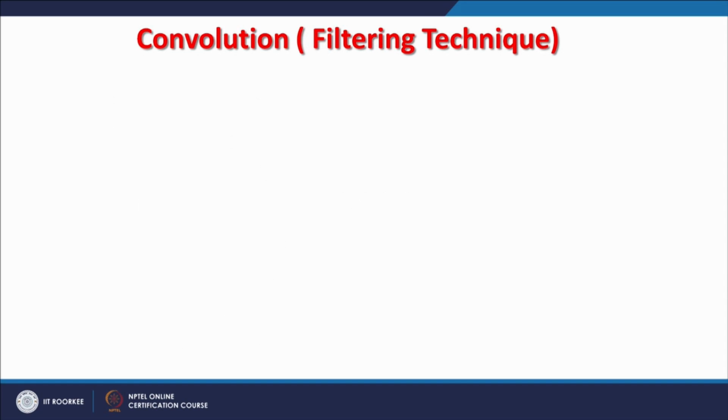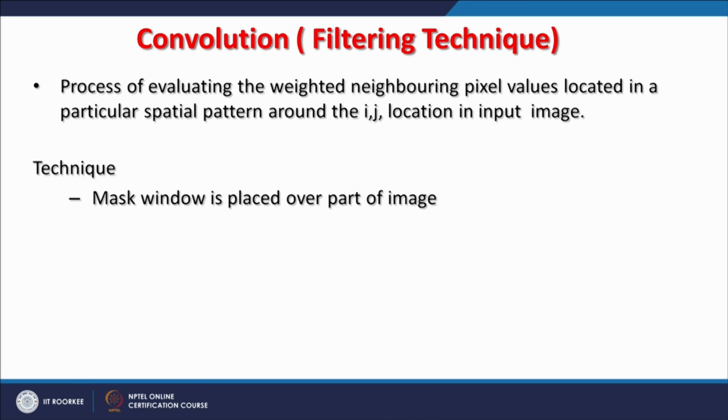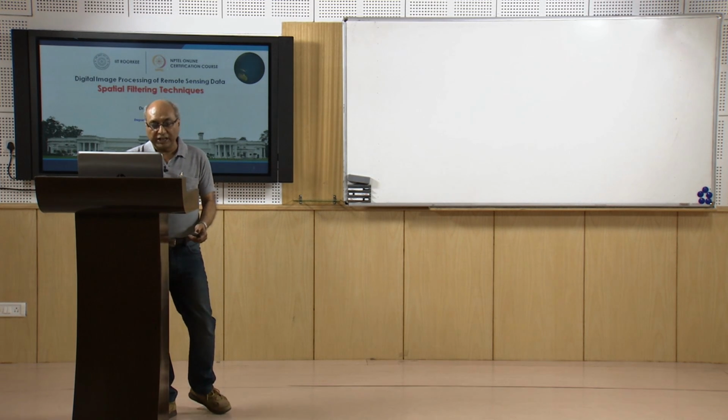Now the convolution filtering technique can be defined as the process of evaluating the weighted neighboring pixel values located in a particular spatial pattern around the ij location in the input image. The technique is that this mask, this roving window, the convolution filter, will move over each pixel and take the values of surrounding pixels depending on the weight which has been assigned to individual cells of this mask.